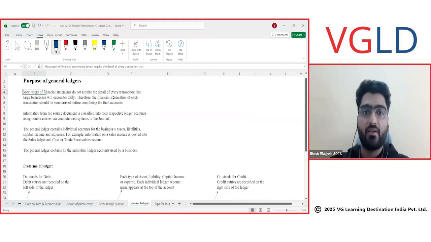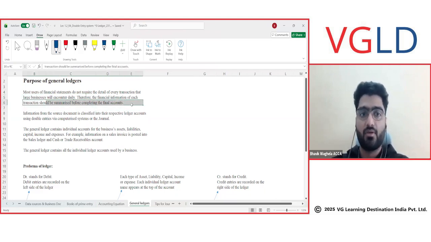So that if I go to the rent account or the electricity bill account, I get all the transactions pertaining to either the rent account or the electricity bill account, as I want. Right? So this is how a ledger account looks like. Most users of financial statements do not require detail of every transaction that large businesses will encounter daily. Therefore, the financial information of each transaction should be summarized before completing the final accounts.